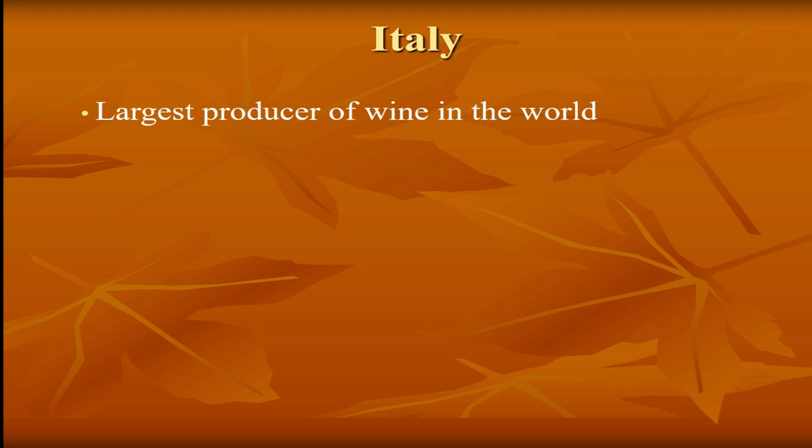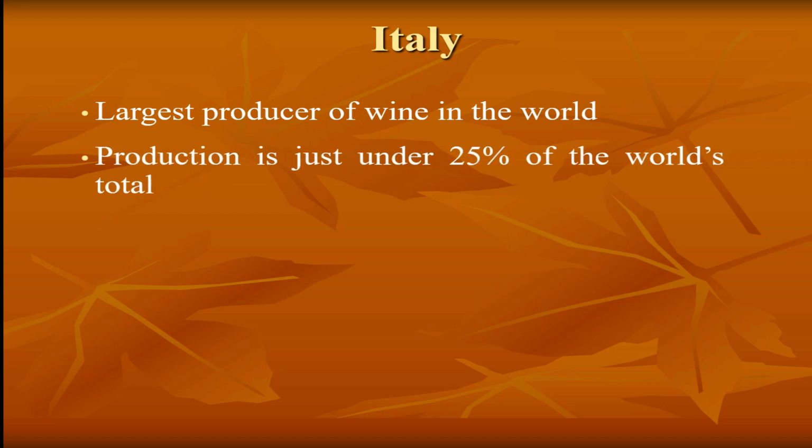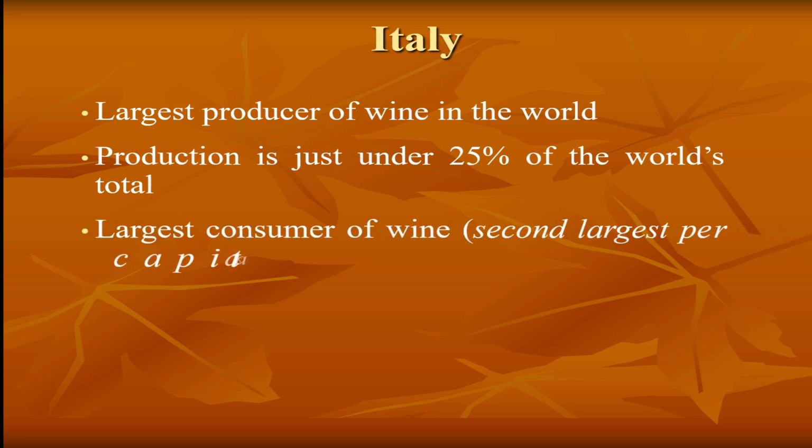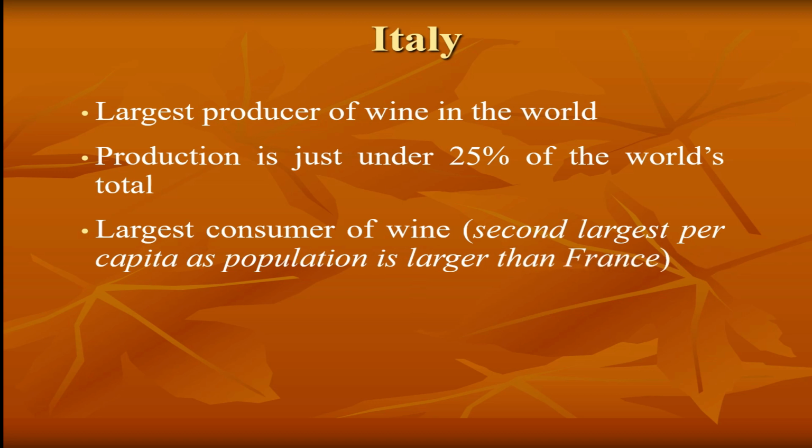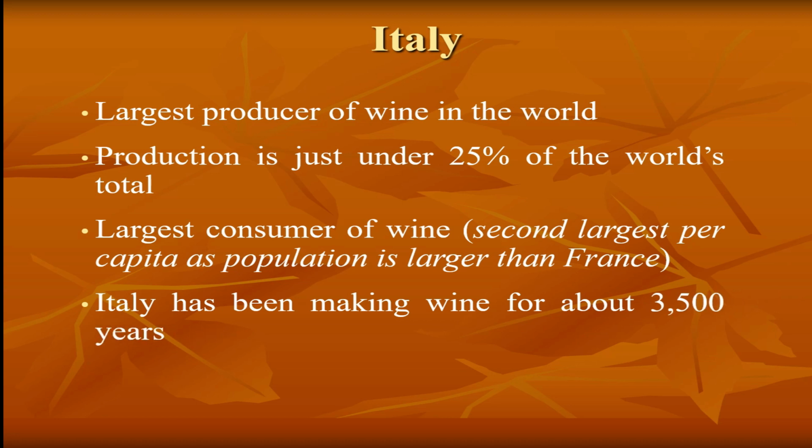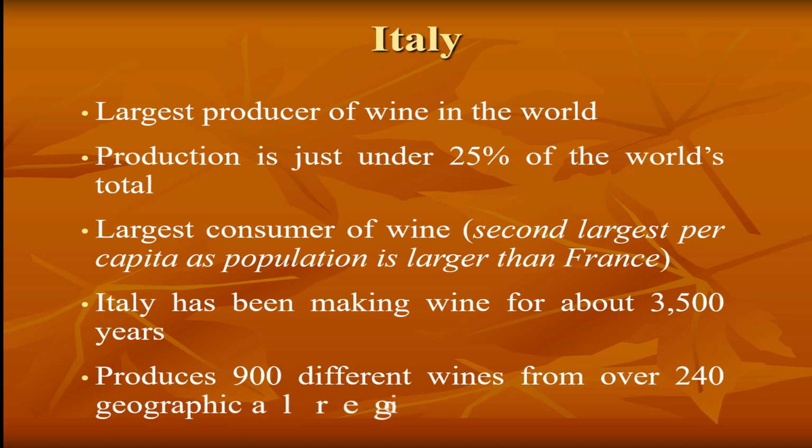The next famous wine production country is Italy. Largest producer of wine in the world. Production is just under 25% of the world's total. Largest consumer of wine, its second largest per capita as population is larger than France. Italy has been making wine for about 3,500 years. Produces 900 different wines from over 240 geographical regions.